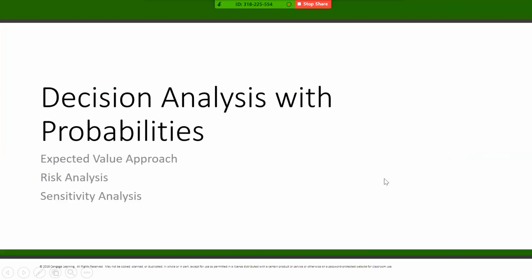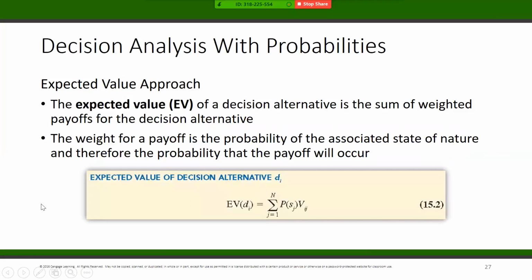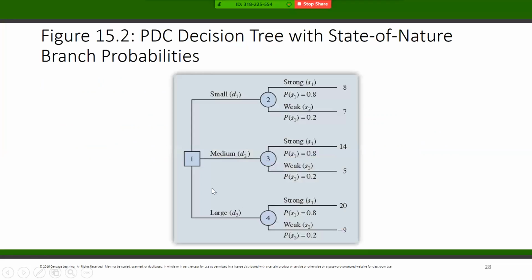All right, so for decision analysis with probabilities, we're going to look at the expected value approach, risk analysis, and then sensitivity analysis. For the expected value approach, we usually label that EV. The expected value of a decision alternative is the sum of weighted payoffs for the decision alternative. The weight for a payoff is the probability of the associated state of nature, and therefore the probability the payoff will occur. So the expected value of a decision alternative, Di, is just the sum of the probabilities times the Vs.